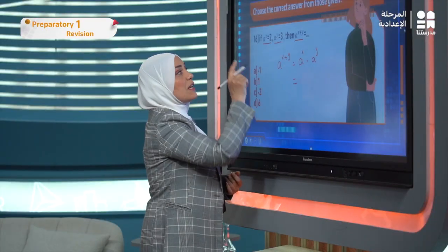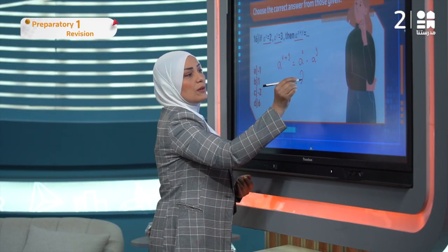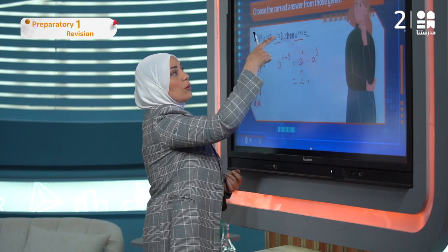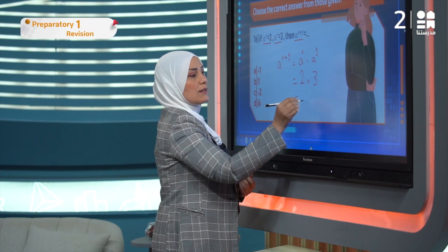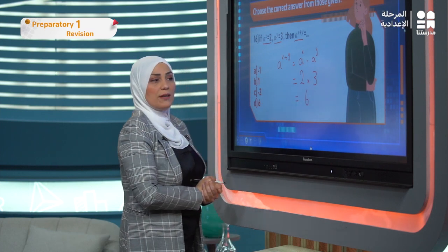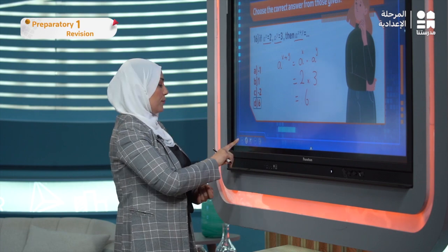The value is given in the question here. A to the power of x equals 2, a to the power of y equals 3, and the multiplication, or the product of 2 and 3, equals 6. So the correct answer is 6.